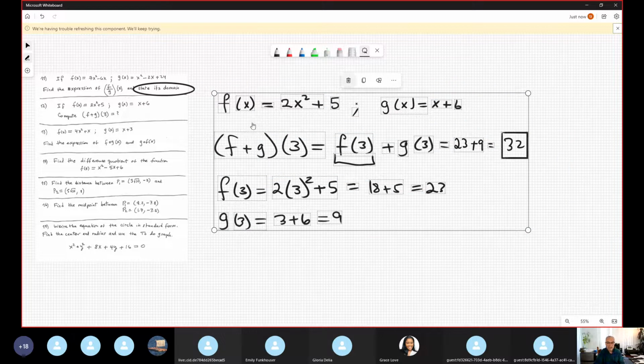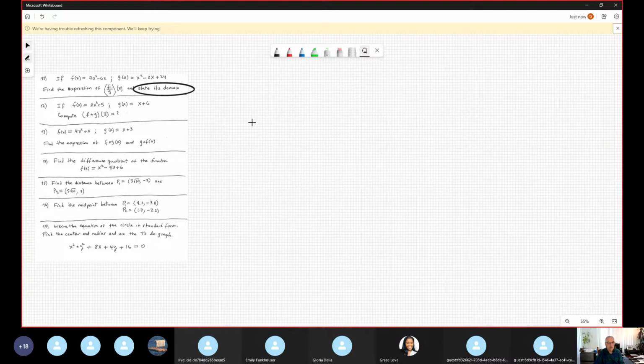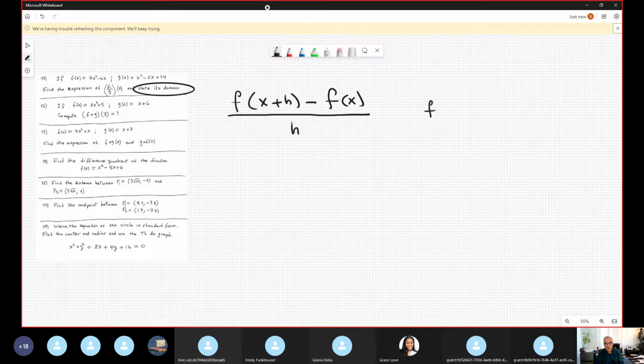Okay, let's move on to question 14, the classical question about the difference quotient. It's a little bit confusing. The difference quotient is a formula like that. This formula involves function notation. Now, f of x is given in this specific function. And remember, step 1 is compute that part.